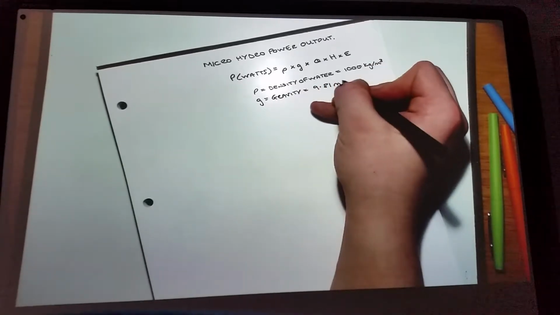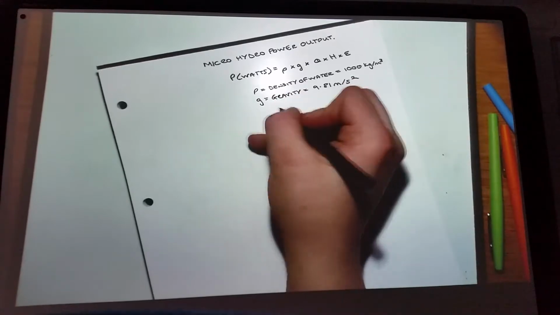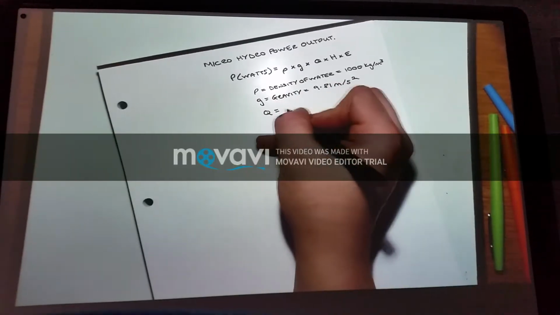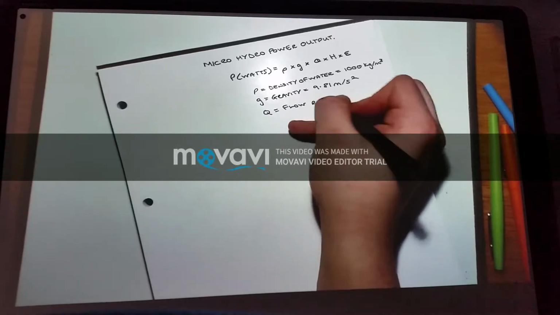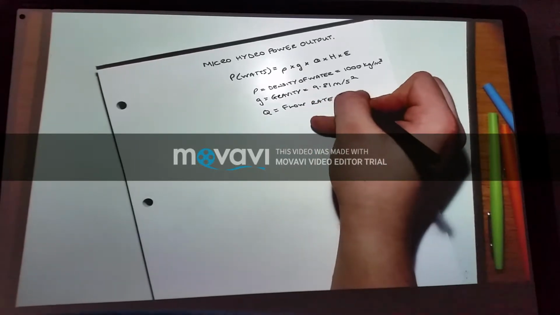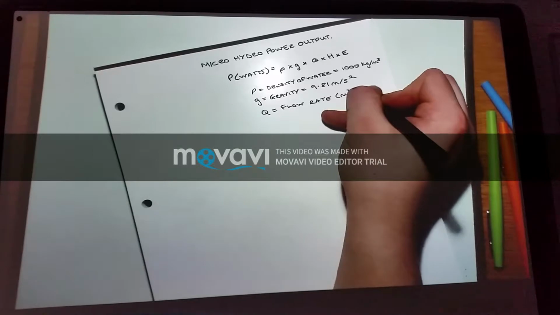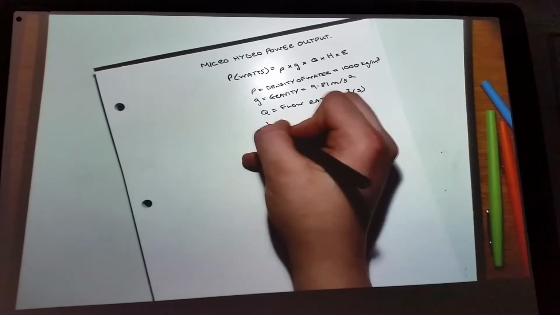Now, the output power calculation itself is P, as in the watts, the power output, equals the density of the water times the gravity times the flow rate times the head height times the efficiency of the actual turbine.